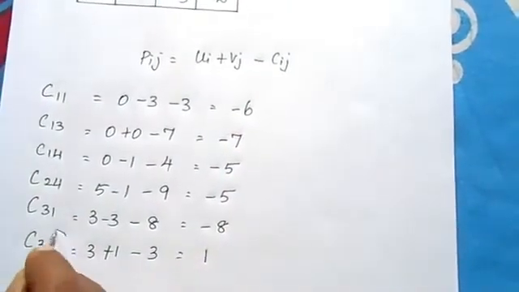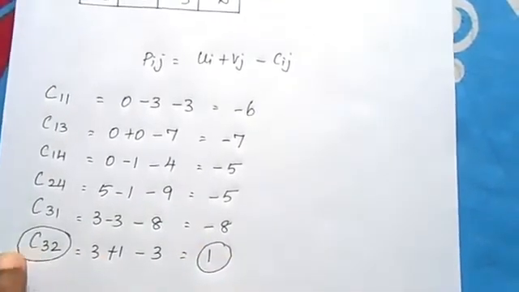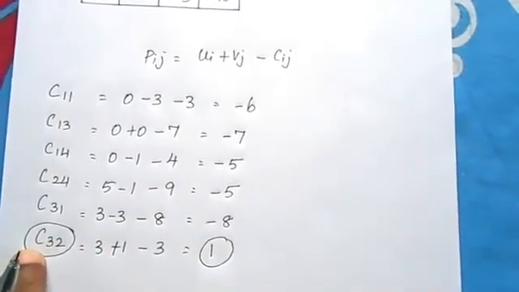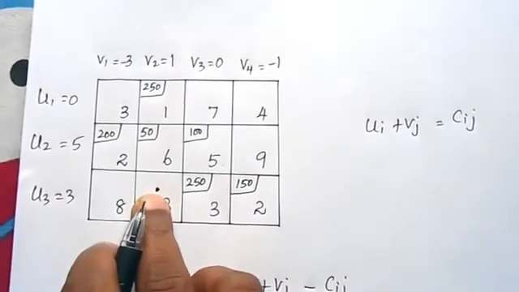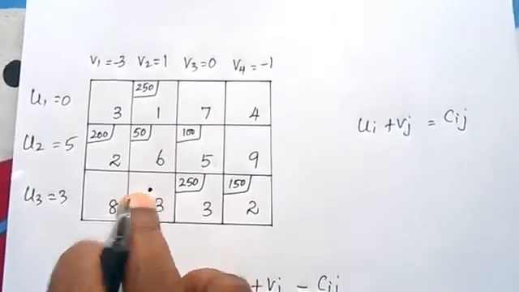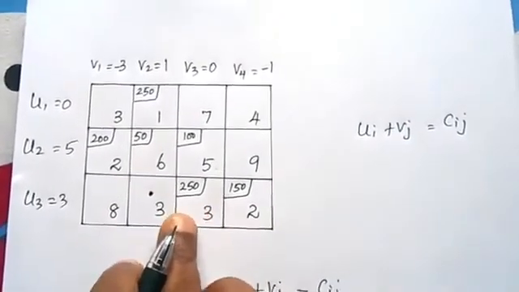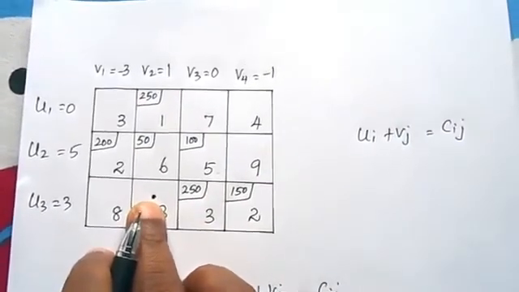So, this is a new cell. This one is new cell. So, we have to start from here and you have to draw a closed loop. C32 is a new cell. From here you need to draw a closed loop. I already told you, for every turning point the turning cell should be an allocated cell and you have to draw only horizontal and vertical lines.